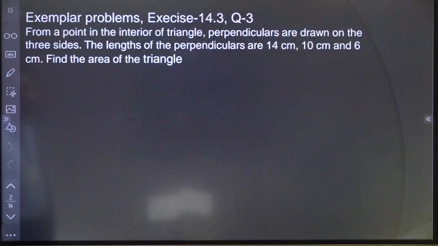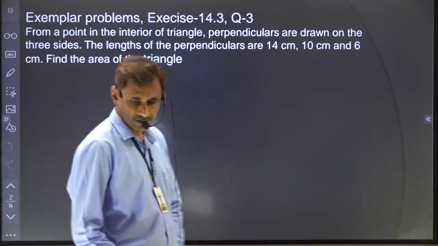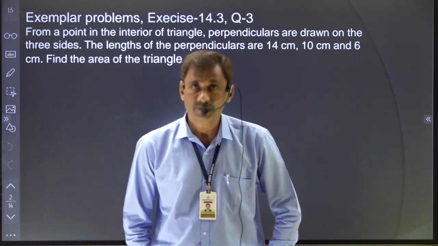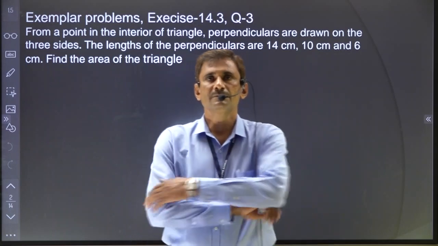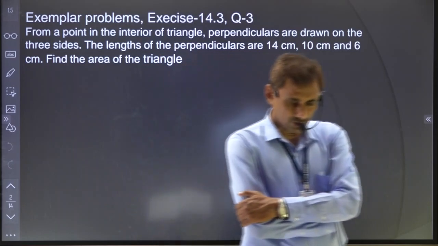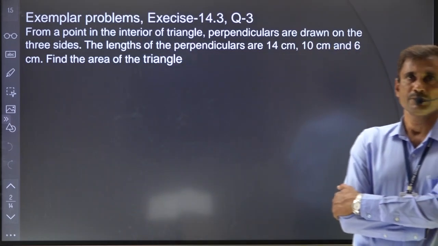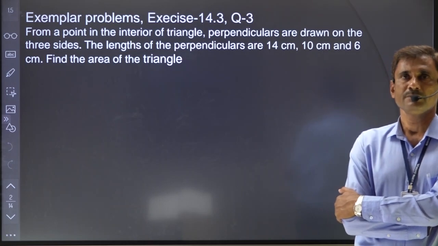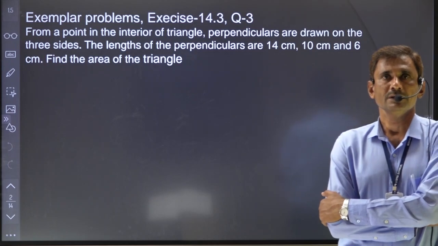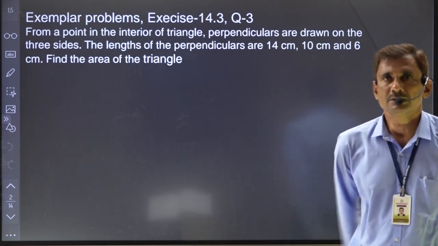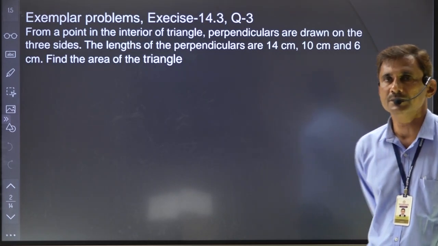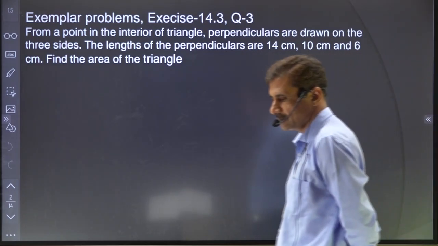So first of all, look at exercise 14.3, question number 3. Open your book at page number 755. The question: from a point in the interior of a triangle, perpendiculars are drawn on the three sides. The lengths of the perpendiculars are 14, 10 and 6. Find the area of the triangle.